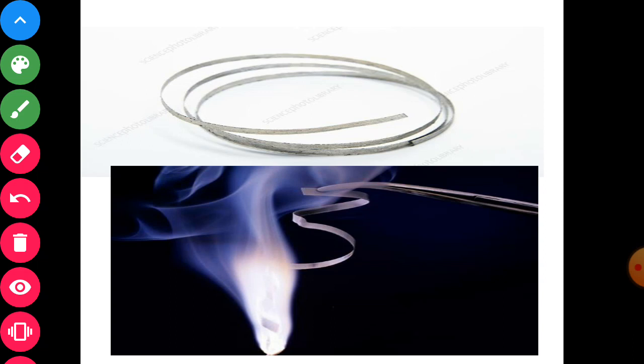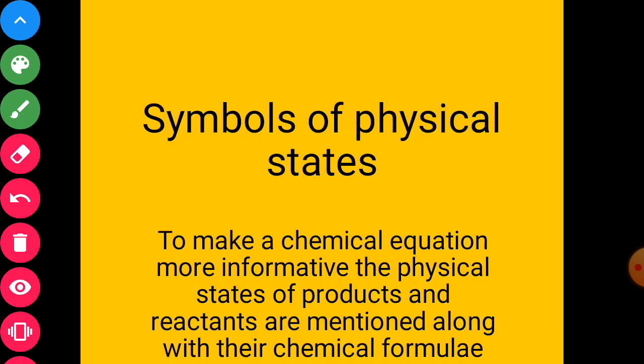Have a look at this picture. This is a magnesium ribbon. When it is burnt, it forms magnesium oxide. When we write this chemical equation, we write the physical states of reactants and product. But in previous video, we did not write it. Writing physical states of products and reactants is not a part of chemical equation. It is not specified unless it is asked for. So in this video, we will understand how physical states are mentioned.